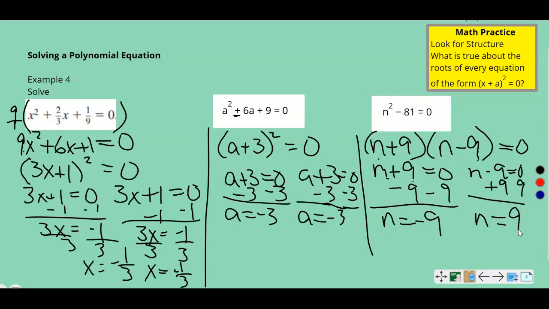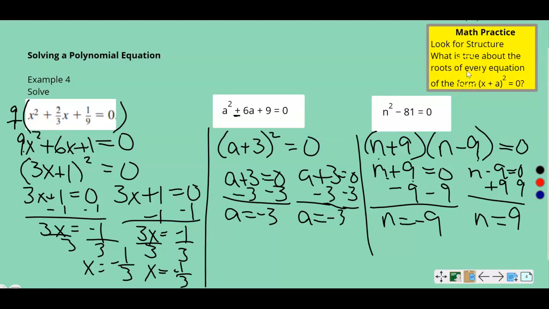Again, you can plug these in and check them. It's a good thing to do. Okay, remember, if you plug in a negative number, negative 9 squared is going to become positive 81. 81 minus 81 equals 0. 9 squared is 81. 81 minus 81 equals 0. So you can always check your answers by simply plugging it into the original equation and seeing if it makes a true statement.